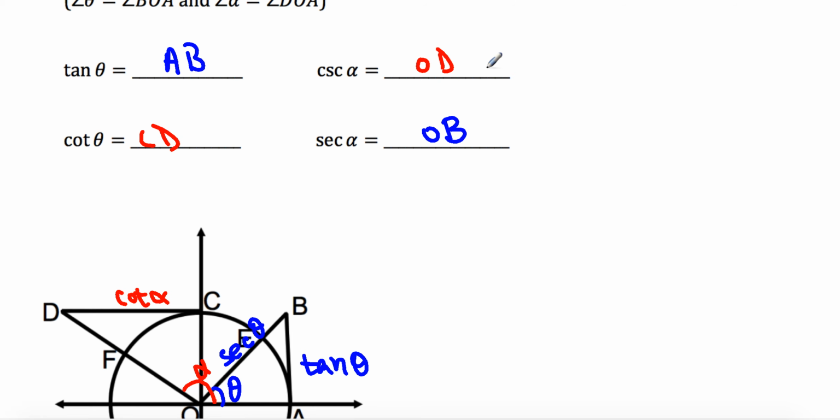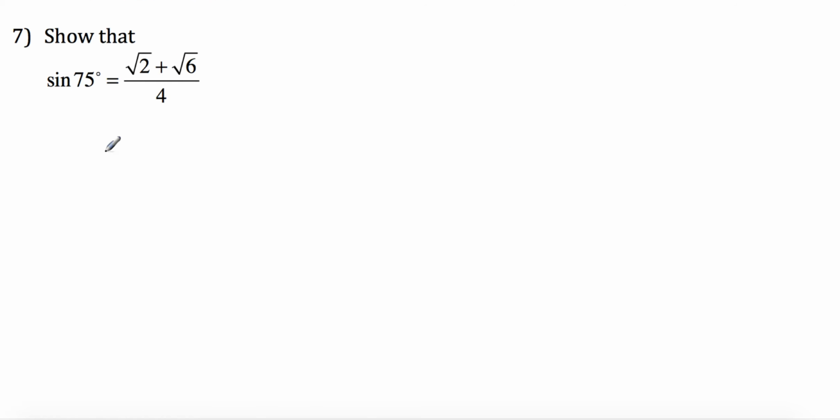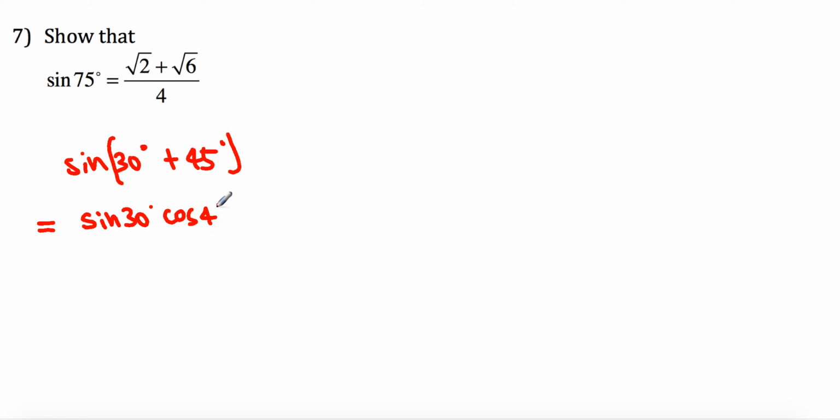All right. Show that sine of 75 is equal to this one. So we can rewrite this one as sine of 30 degrees plus 45 degrees. Then that's equal to sine of 30 degrees times cosine of 45 degrees.